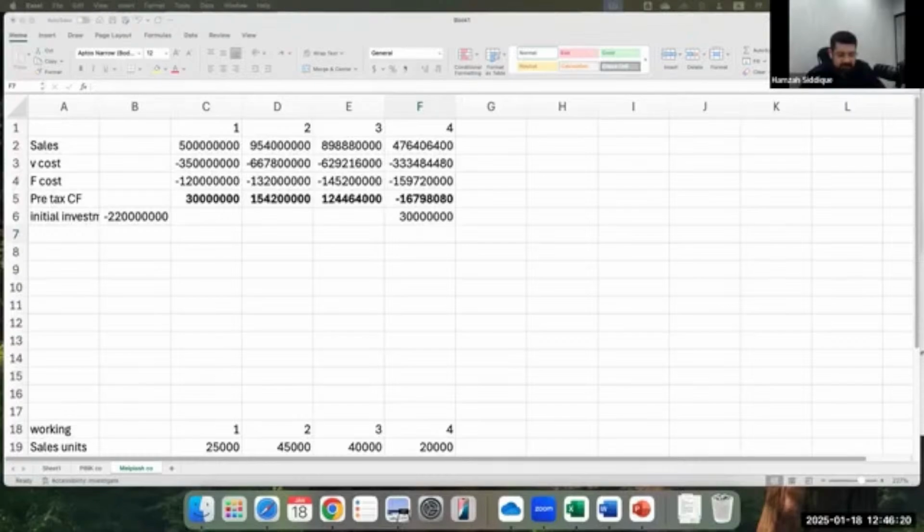So simply we will calculate net cash flows, and afterwards, when we have calculated net cash flows, we will simply discount them using the nominal cost of capital to get the NPV. Now, so net cash flows.